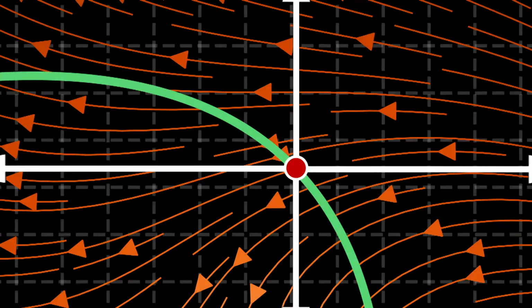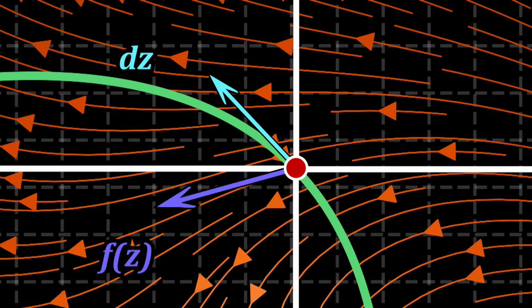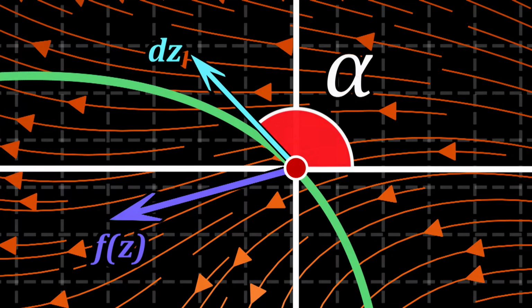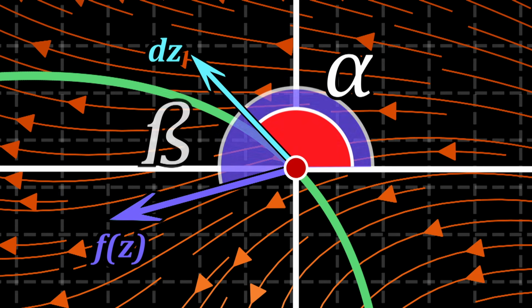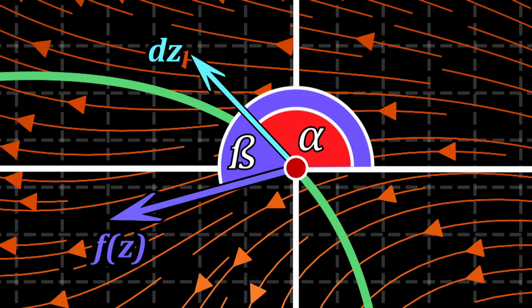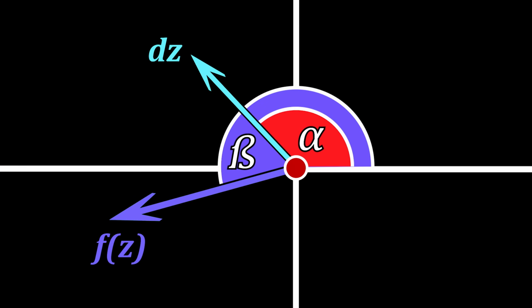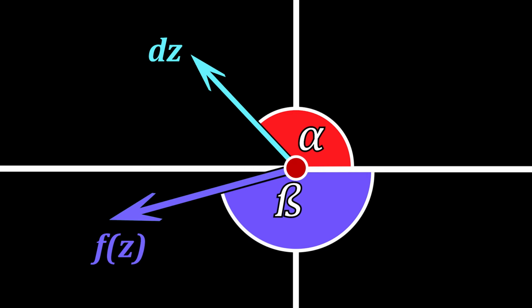At this point on the contour, the tangent vector dz points toward the second quadrant of the plane, and the vector field is flowing towards the third quadrant. With the axes, we can see that dz makes an angle alpha with the real axis, and thus has a phase of alpha. f of z, on the other hand, makes an angle beta with the real axis. Let's focus only on these angles for a moment. It will also be helpful to represent angles only in the range of minus pi over 2 to pi over 2, so I'll move beta down here.